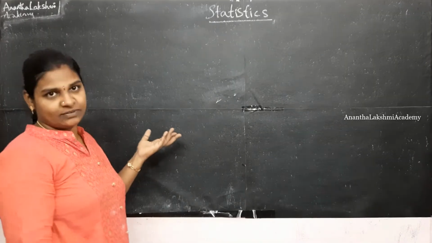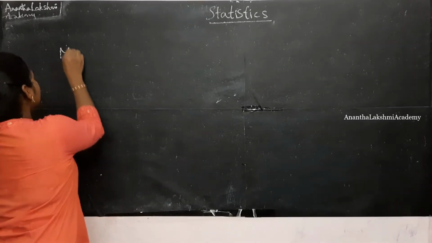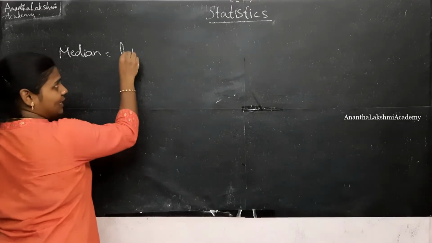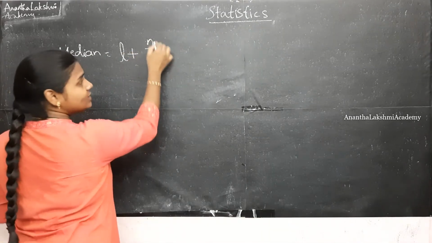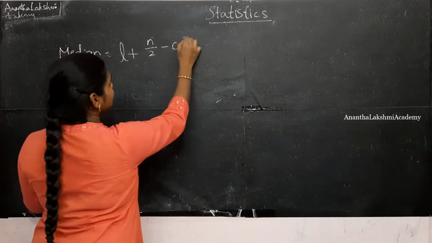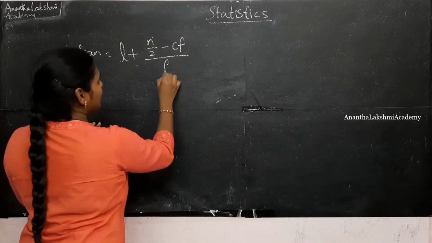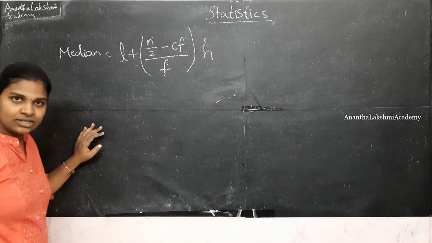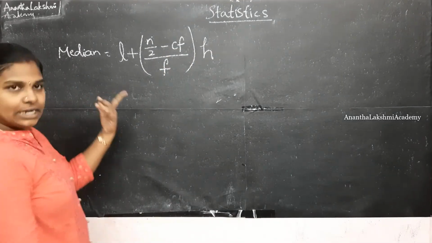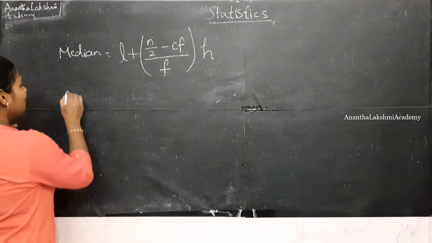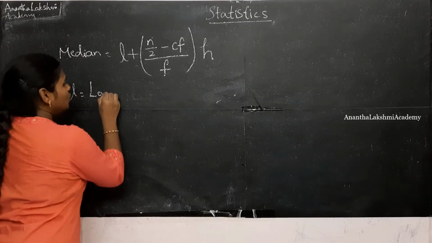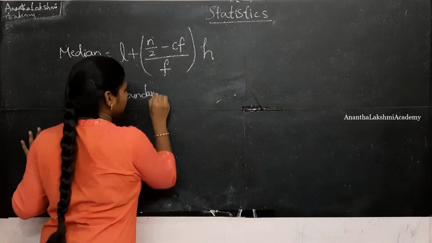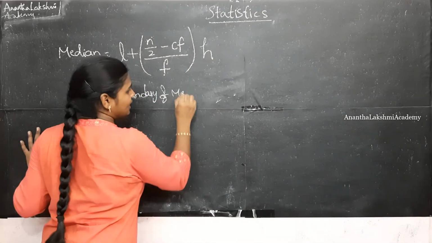Let's look at the formula for median, which is nothing but median is equal to lower boundary L plus n by 2, n is the summation of the frequencies, minus cumulative frequency, by median class frequency, multiplied with h, nothing but class interval size. Let me tell you what is what. Okay, L is lower boundary of median class.